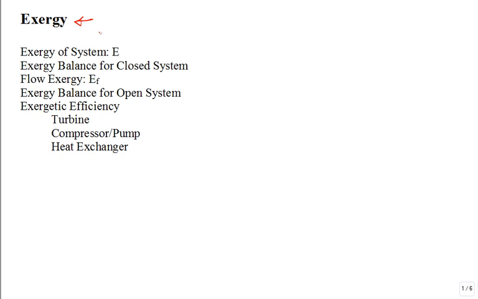We'll talk about exergy as a property. We'll talk about having an exergy balance for closed systems, just like we did for energy. Exergy balance for open systems, just like we did for energy. And then we'll talk about a new form of efficiency description for turbines, compressors, pumps, heat exchangers. Just like we had isentropic efficiency, now we'll have what they call exergetic efficiency, sometimes also known as second law efficiency, because it combines energy and entropy concepts into one new property called exergy.